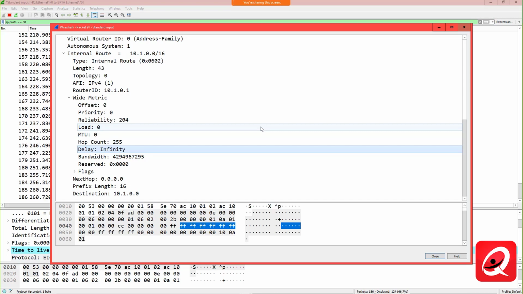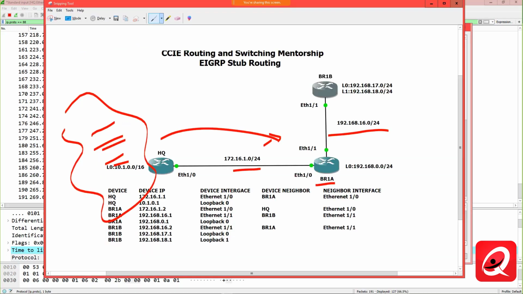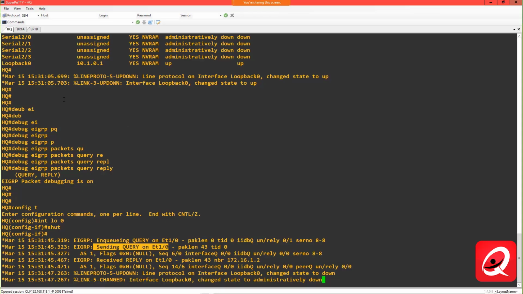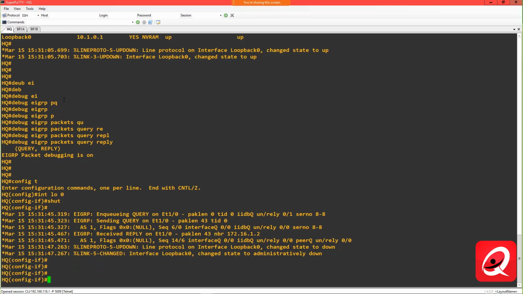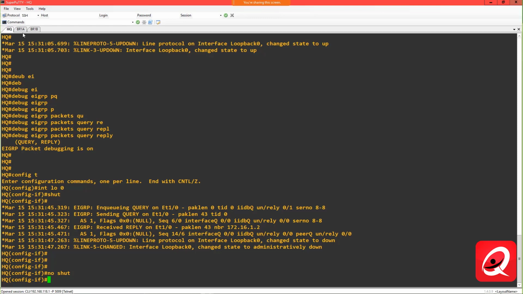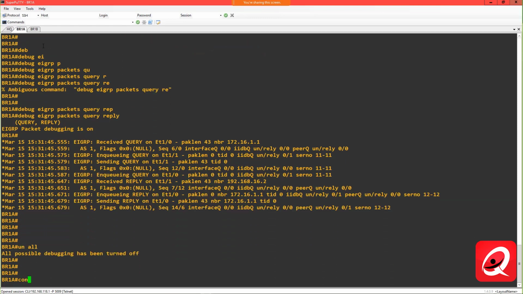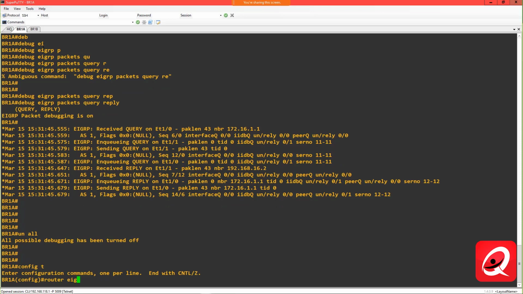But this is a process that didn't really need to happen because there's no reason why HQ should ever query BR1A for routes that it loses behind HQ. Okay? And that's where the stub routing feature comes in. It's a really simple configuration. We're going to do a no shut on this loopback real quick. We're going to go into our routing process, and we're running EIGRP process ID 1.